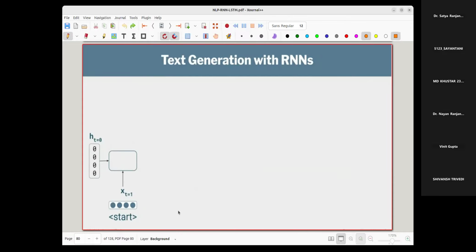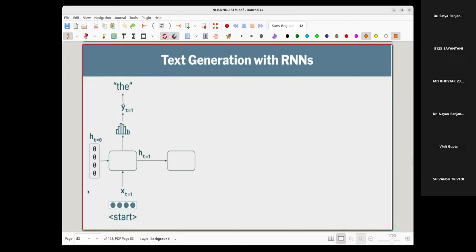So how is text generated? Let's say a start token is given as input at time step T1. Then the previous hidden state is 000, meaning a zero vector. It produces some output. Whatever output it is producing will be checked against the actual output, and loss will be calculated.